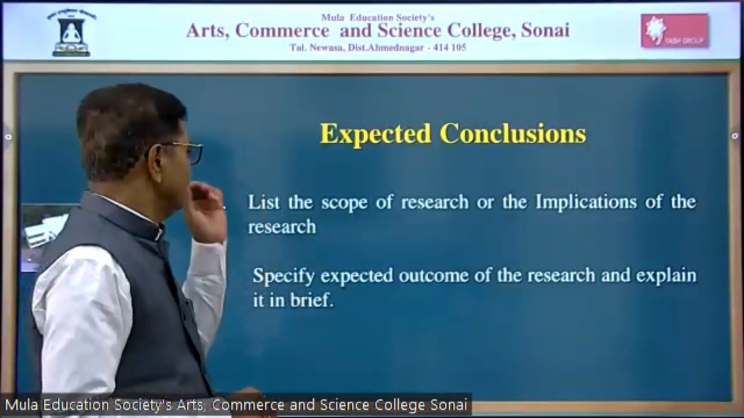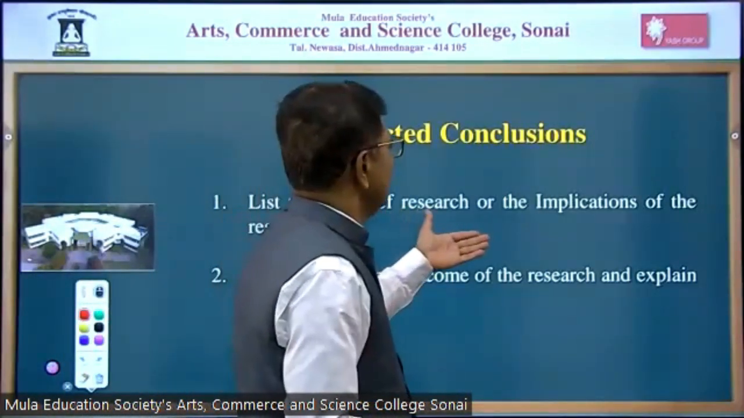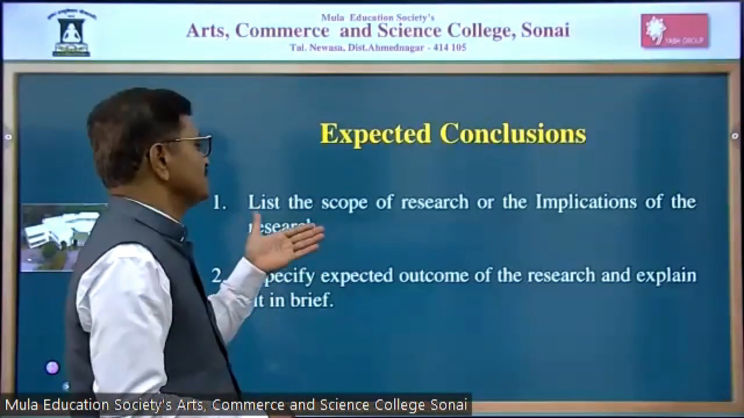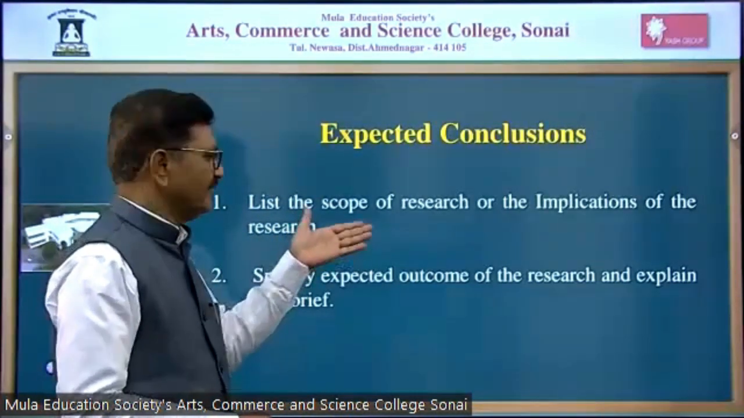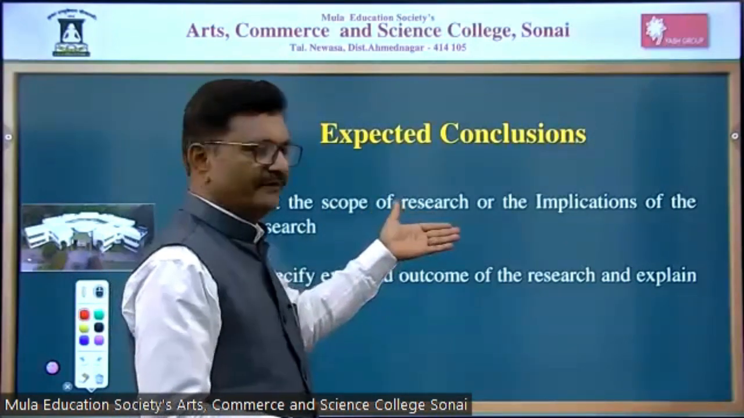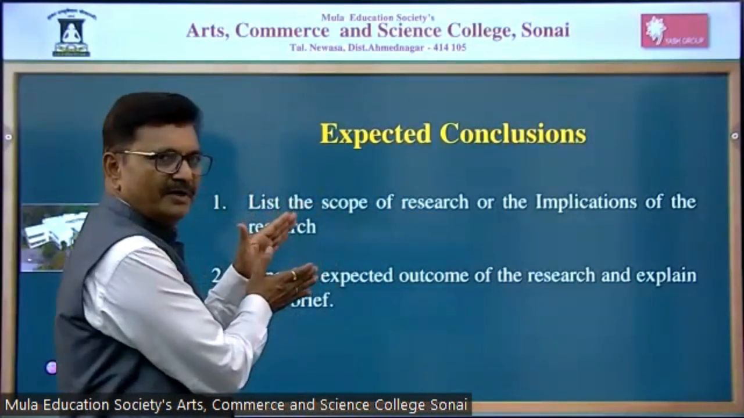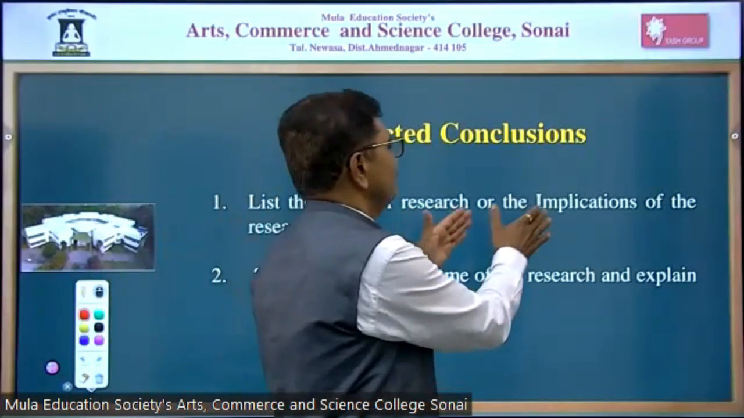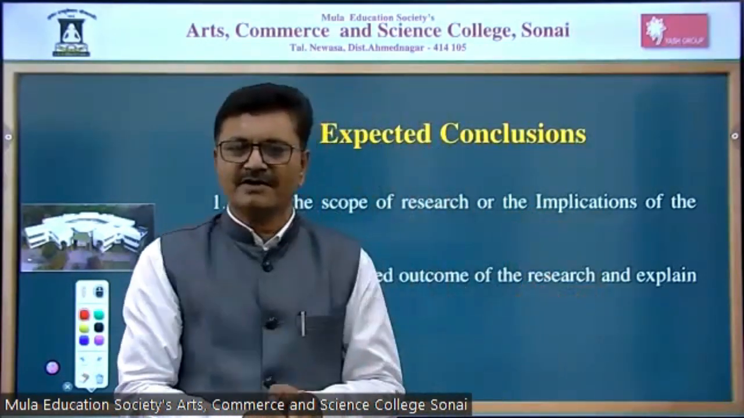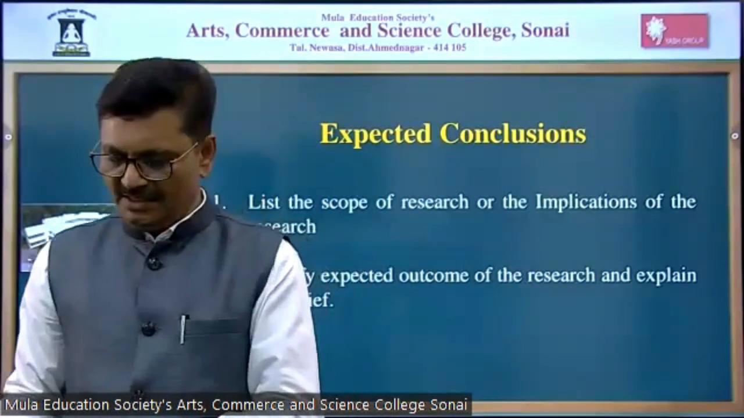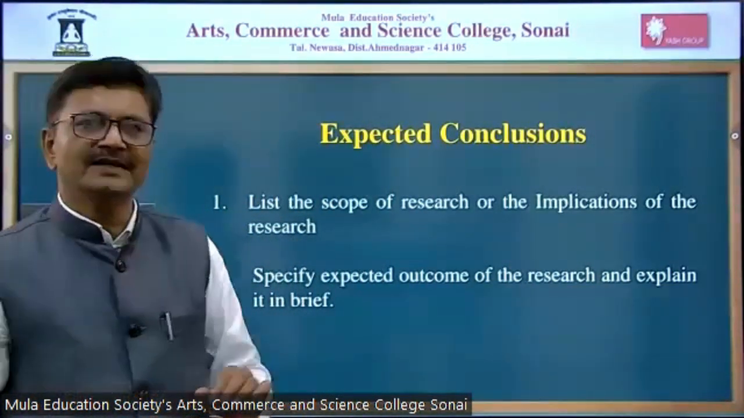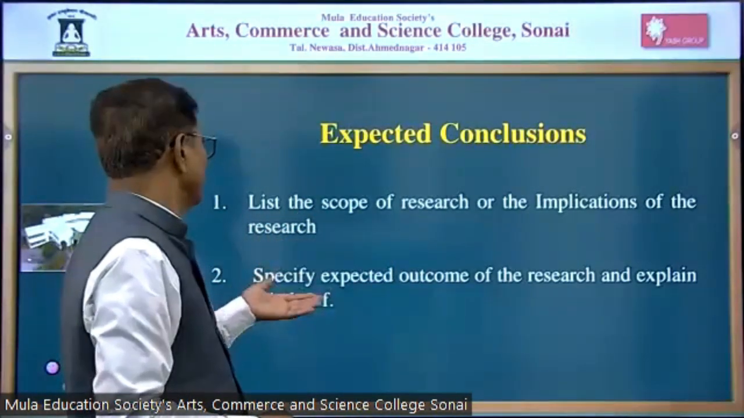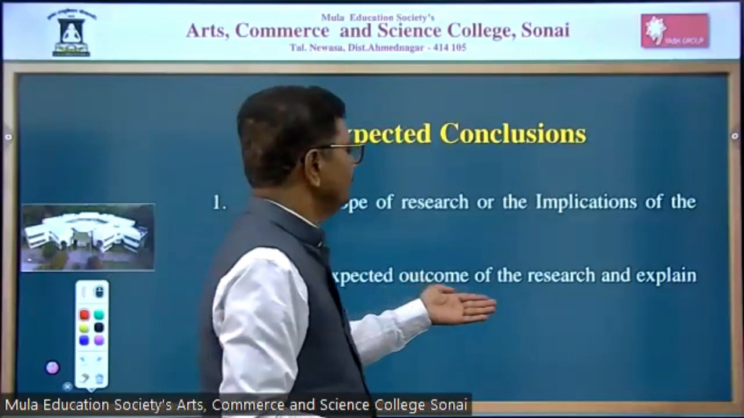So this is basically: list the scope of research and implications of your research. You have to list what is the scope of your research. What is the scope, if you do this work, what all can happen in it. If I am working on this particular gap or problem, I may get results like this. If I am working on this, these are the implications of this. What the consequences can be, what the implications can be, and what the outcome can be. So you have to give the list of all this in expected conclusions and outcome.